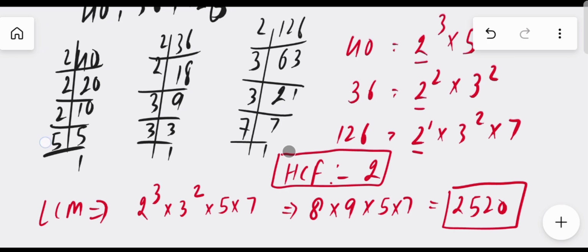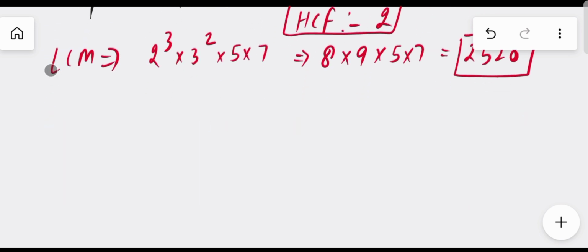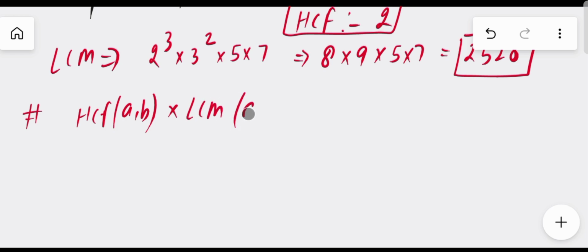So here is one important formula to find the HCF and LCM. What is the relationship between the LCM and HCF of two numbers? You remember that the product of HCF and LCM of two numbers is always equal to the product of those numbers.